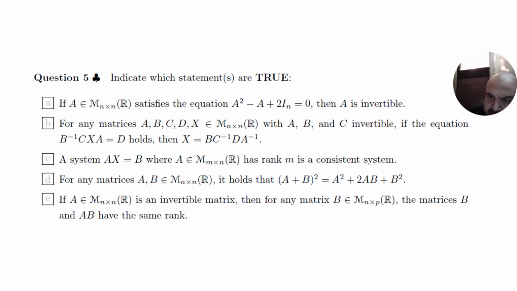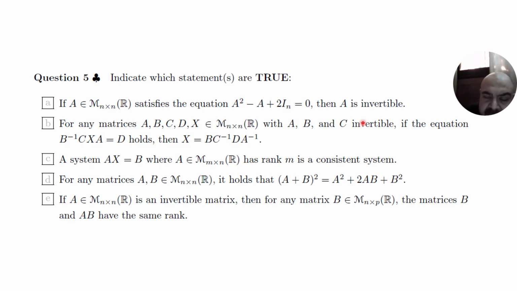Going to question number 5. He is asking you to indicate which statements are true, giving you A, which is an n by n matrix satisfying the equation A squared minus A plus 2I, then A is invertible. Let's do it once more. A is an n by n matrix satisfying the equation A squared minus A plus 2I is equal to 0. Once this matrix satisfies this equation, for sure A is invertible.